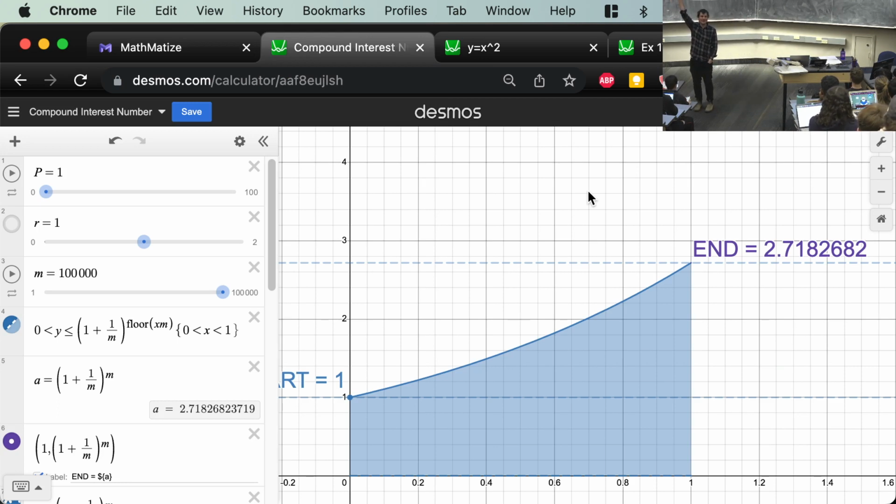Does anybody recognize the number? Put your hand up if you've seen this number before. Put your hand up if you've never seen this number before. This is a new number for you. Okay, you guys are in for a treat. This is a special number.